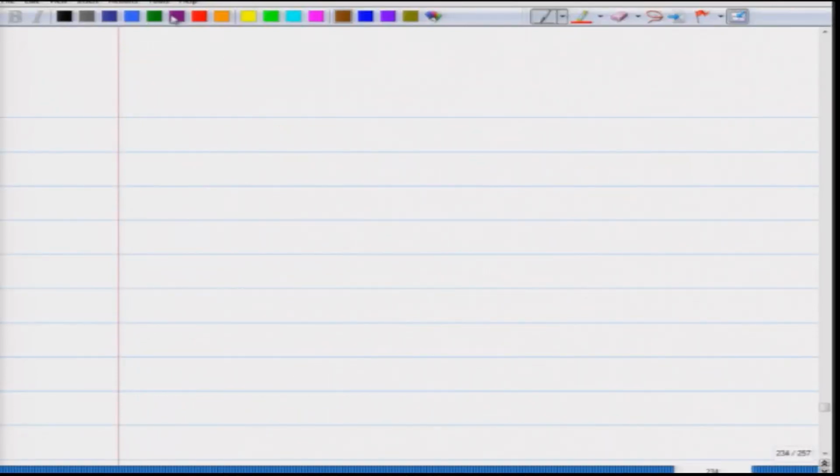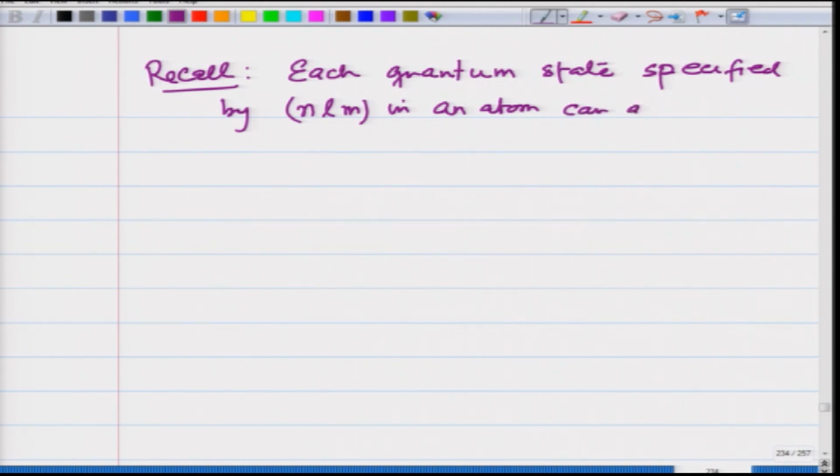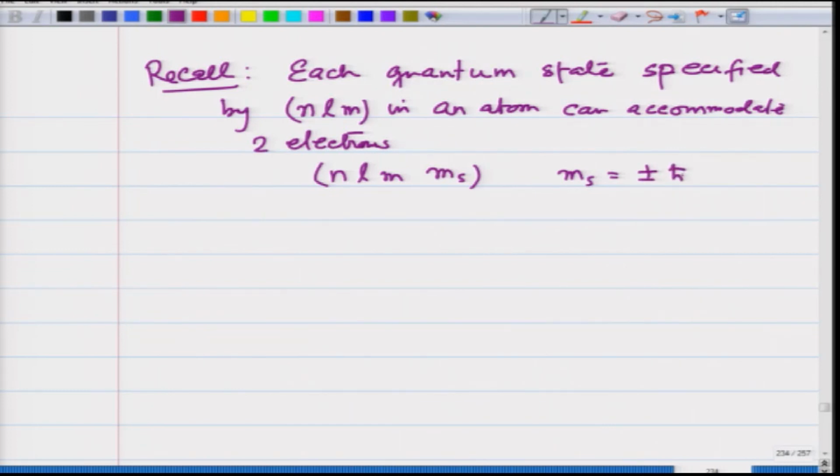Now, for this I will recall that each quantum state specified by n, l, m in an atom can accommodate 2 electrons, because each state is now specified by n, l, m and m_s, and by Pauli exclusion principle all quantum numbers should be different, and therefore, I can have 2 electrons in each n, l, m state, because m_s is plus or minus h cross by 2.